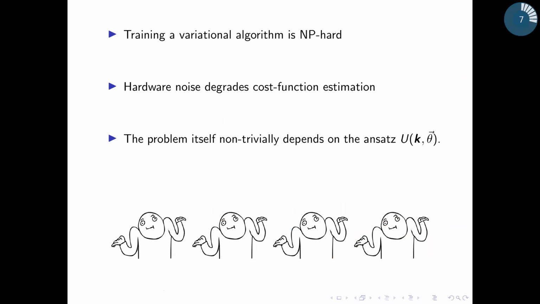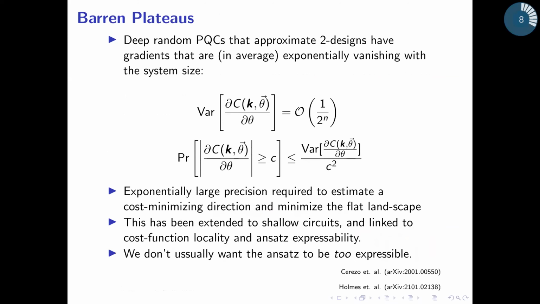For instance, if we have noise, the cost function estimation is degraded. Also, it has recently been shown that training these variational algorithms is NP-hard, and the problem itself, of course, depends non-trivially on the ansatz that we choose. More on this, we have the barren plateau issue that has recently been discussed, where the gradient of the parameters exponentially vanishes, and this leads to untrainability.